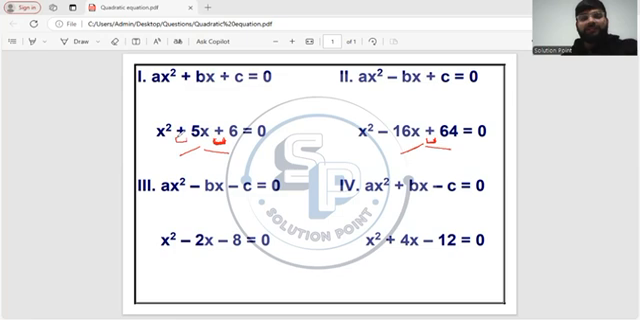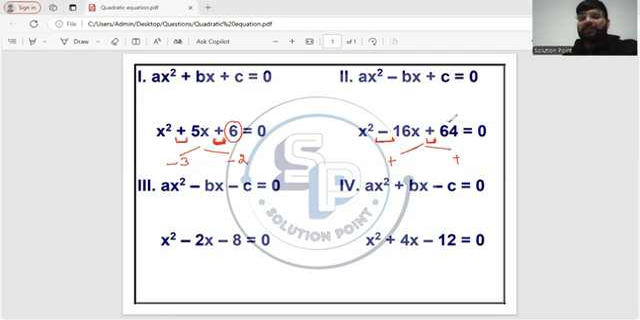In this particular case, we have a positive sign with the coefficient of x, so both the values of x should be negative. In this particular case, we have a negative sign with the coefficient of x, then definitely both the values should be positive. And it is true for every equation of this type. Now, in this case, we need to find two numbers whose product is 6 and sum is 5. So 3 times 2 is 6 and 3 plus 2 is 5. So the answer should be minus 3 and minus 2 in this case.